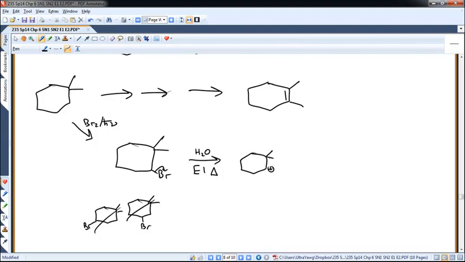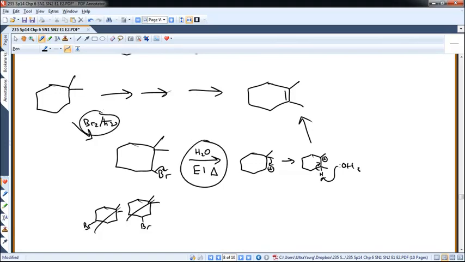So bromine leaves to give you your carbocation, which is secondary, methyl shift, give you a tertiary carbocation, followed by water doing its thing, removing a proton from this position to give you your product. So again, it's just a two-step mechanism, or excuse me, two-step synthesis. Brominate, followed by eliminate. But you have to go through all those things that we talked about in this lecture.